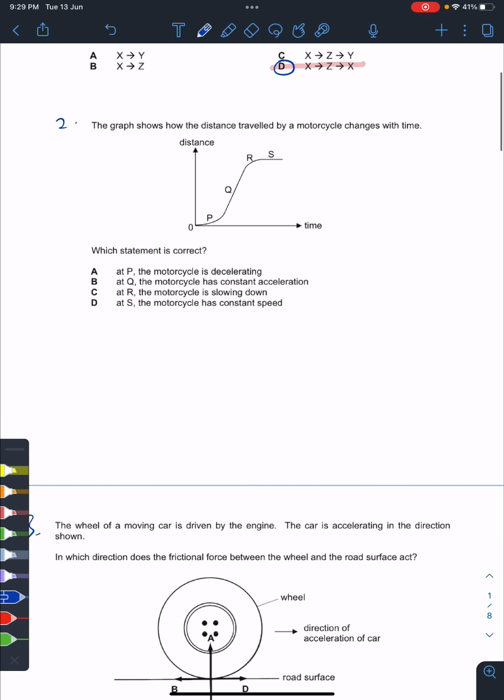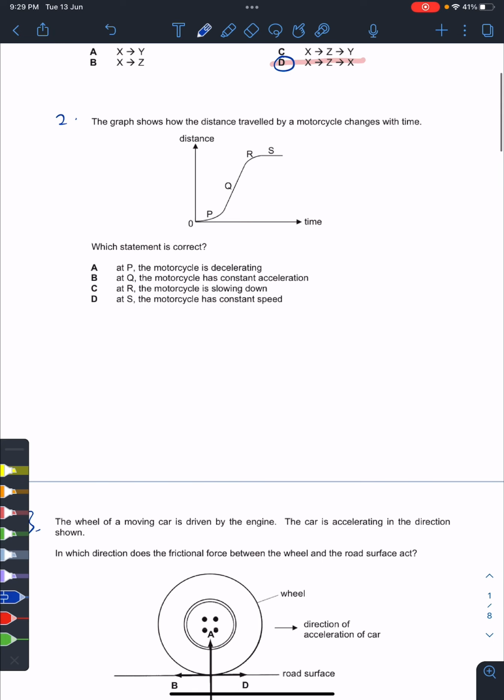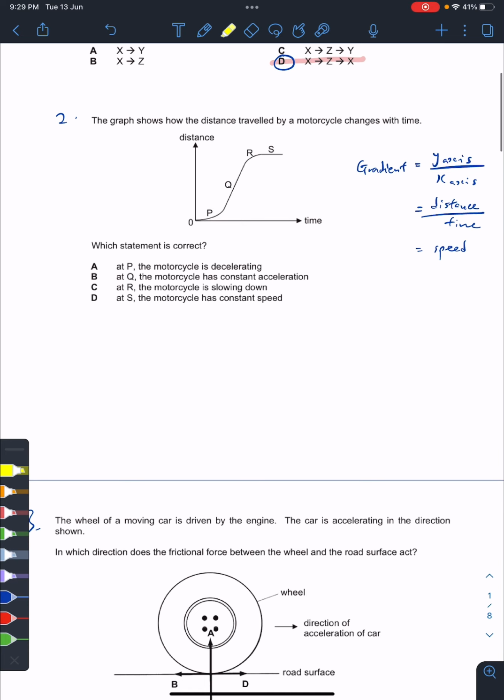Okay, next. This is a distance-time graph. Then you see the words acceleration and speed. Oh no, panic? Don't need to panic. Recall that the gradient of the graph is the y-axis divided by the x-axis. In this case, distance divided by time, which you remember as speed.